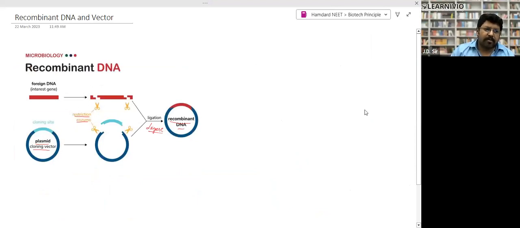Now, what is recombinant DNA and vector? Look, what are the vectors? Vectors are those which are used to take your desired DNA from one place to another place. Basically, these are the plasmids. We take out the plasmid from bacteria and we add our desired DNA to this plasmid. Now, this plasmid will take the DNA wherever you want.